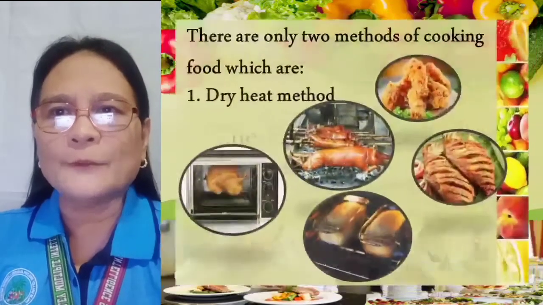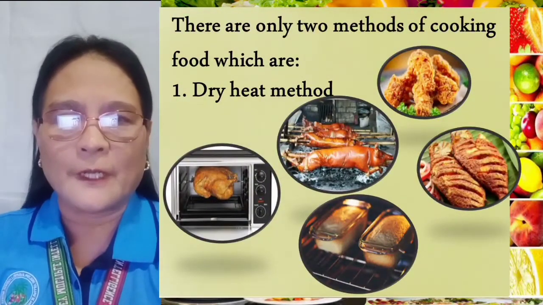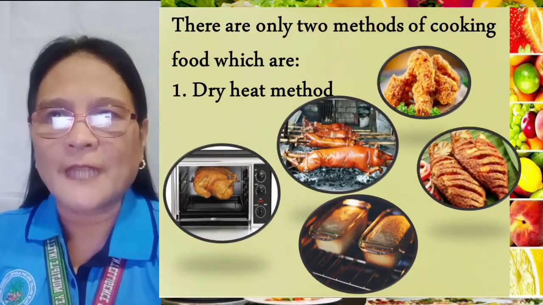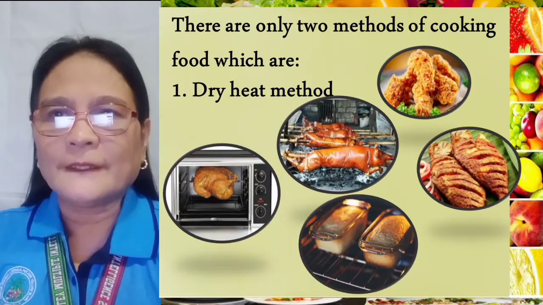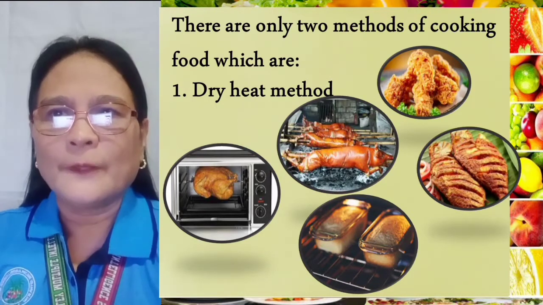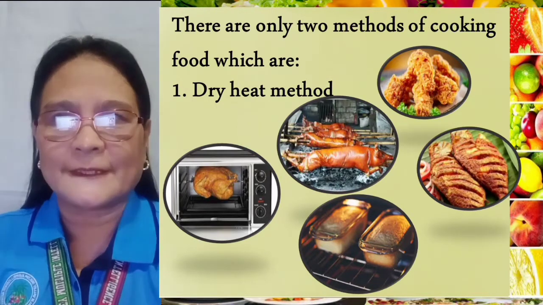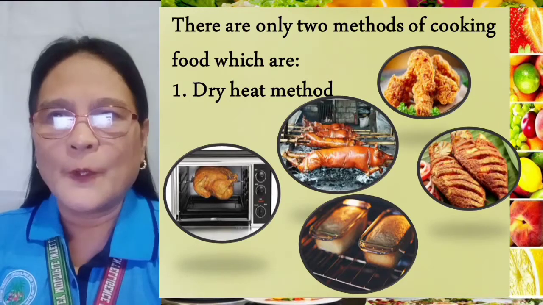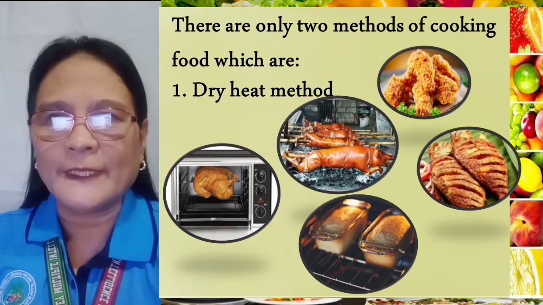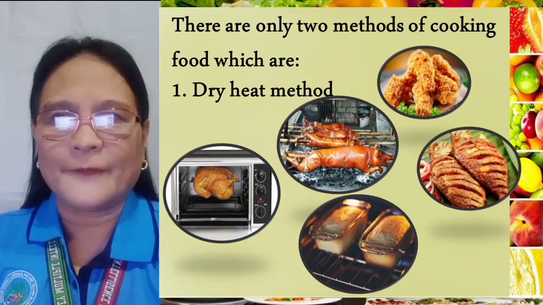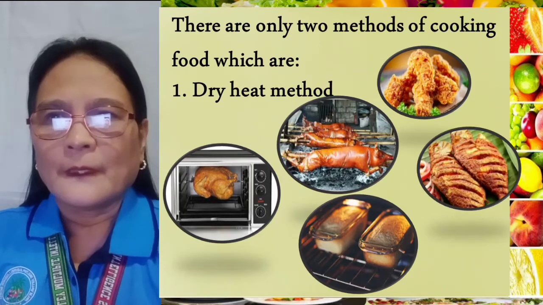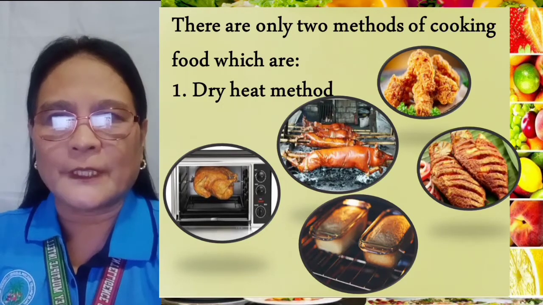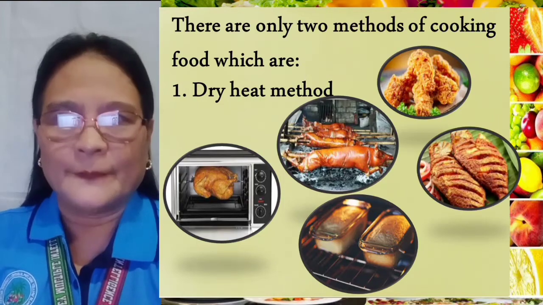And there are only two methods of cooking food, which are, number 1, dry heat method. It is the method of cooking food with the application of air and heat. Examples are roasting, broiling, baking, and frying. Air and heat is applied in cooking by this method.